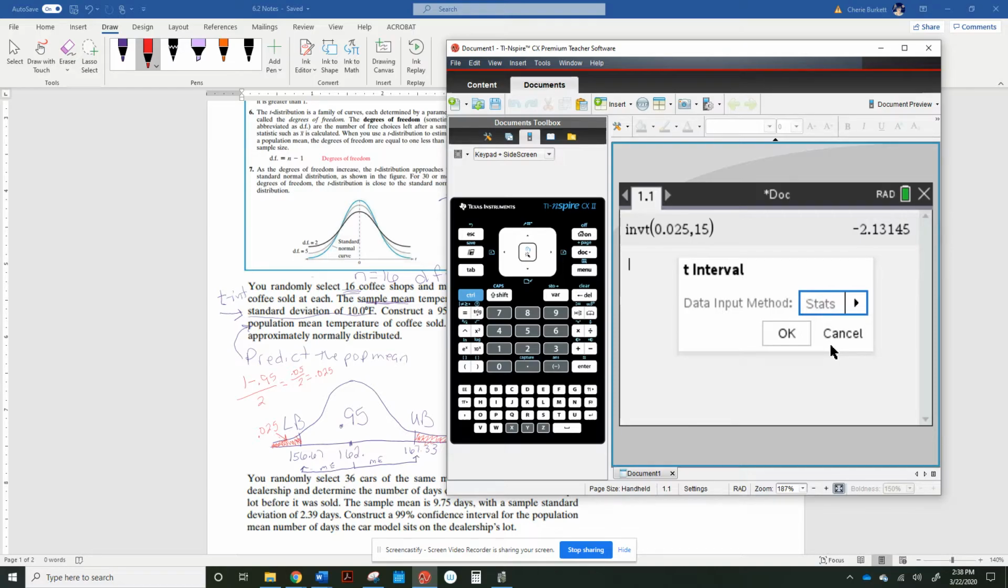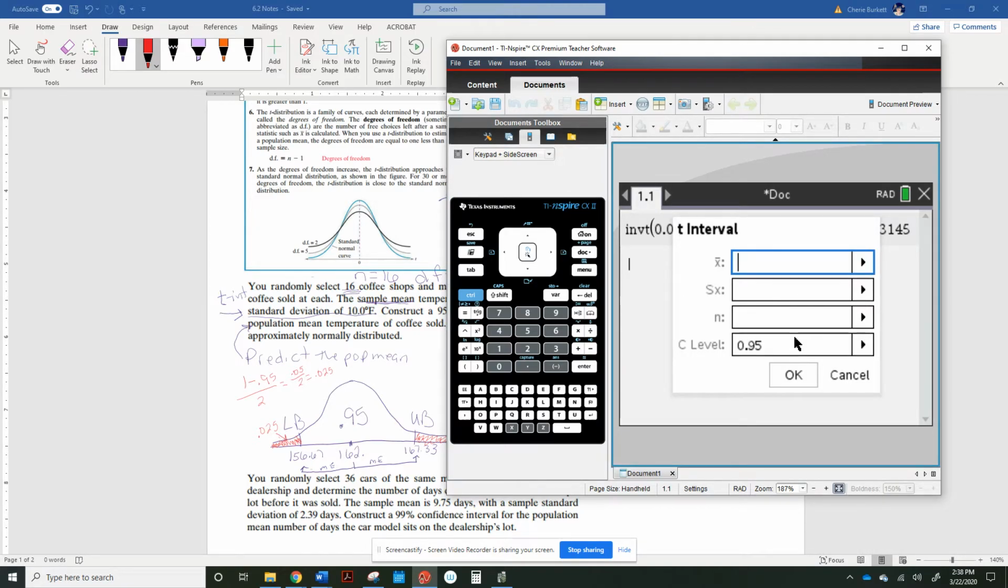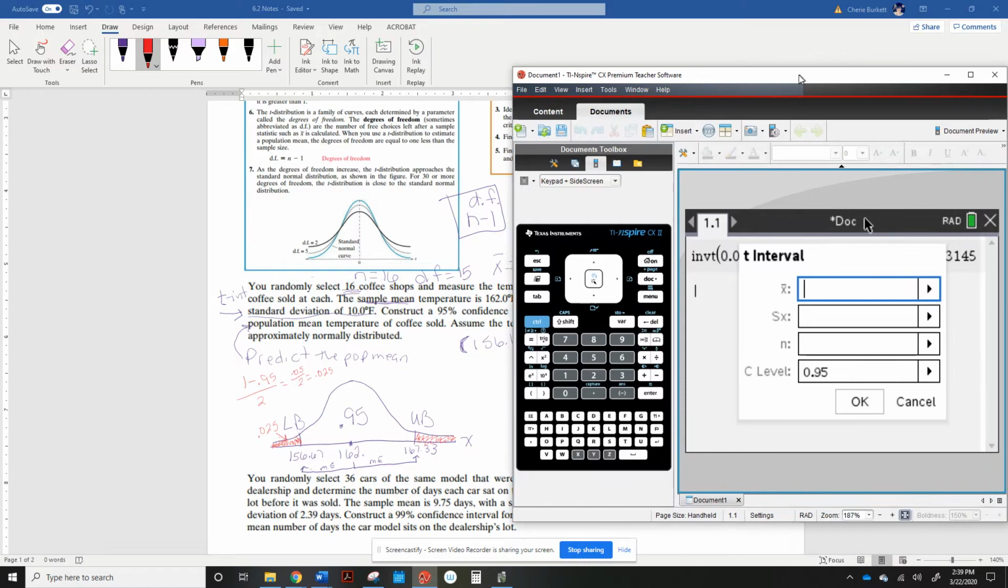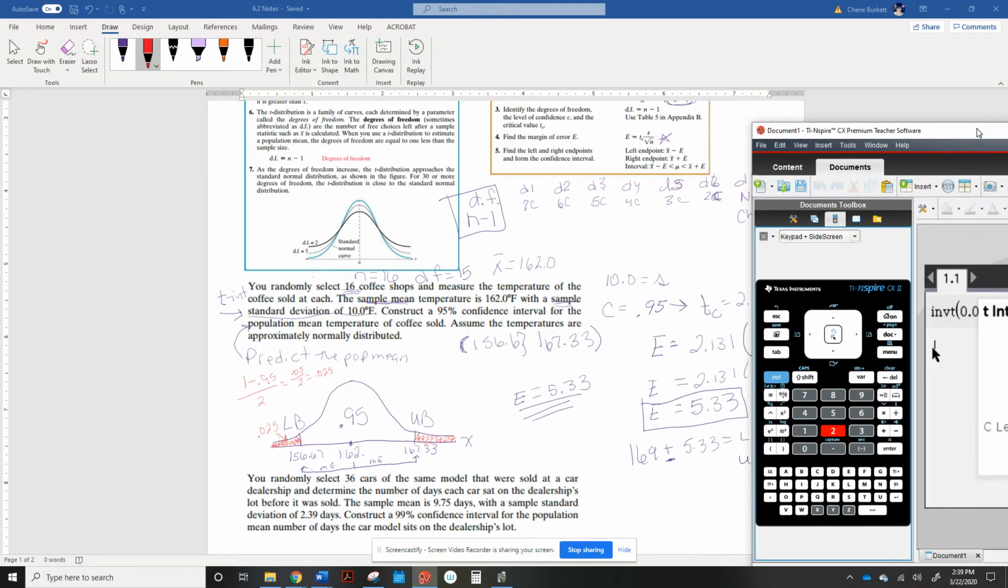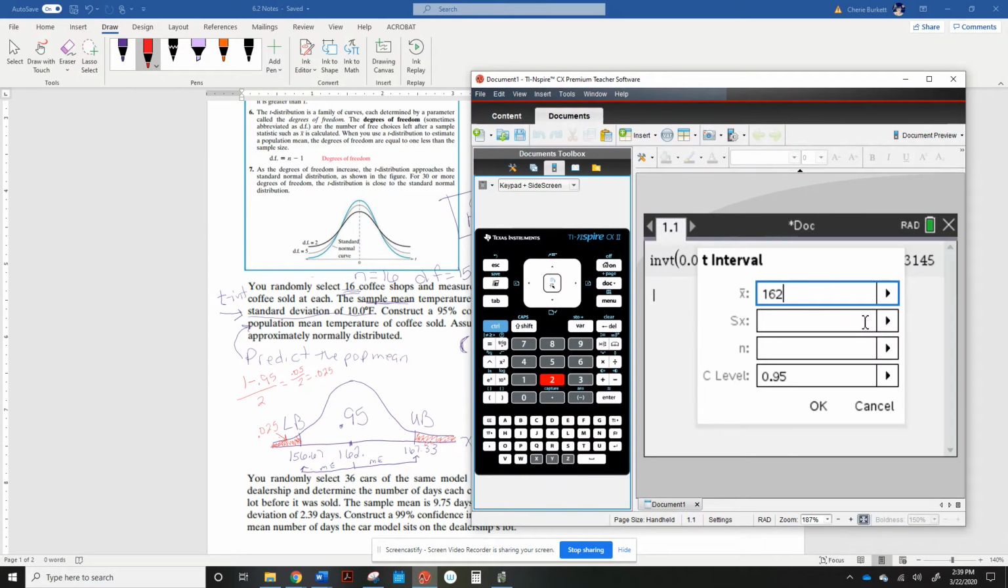If I had the data, then I would have 16 temperatures. I would have a list of 16 numbers that would be the temperatures from each one of the coffee shops that they tested. But I don't have that. I just have the results of that data. So I'm going to tab down. The mean. What was the mean? The mean was 160 degrees Fahrenheit. The sample standard deviation is 10, and the sample size was 16, and the confidence level was 95.